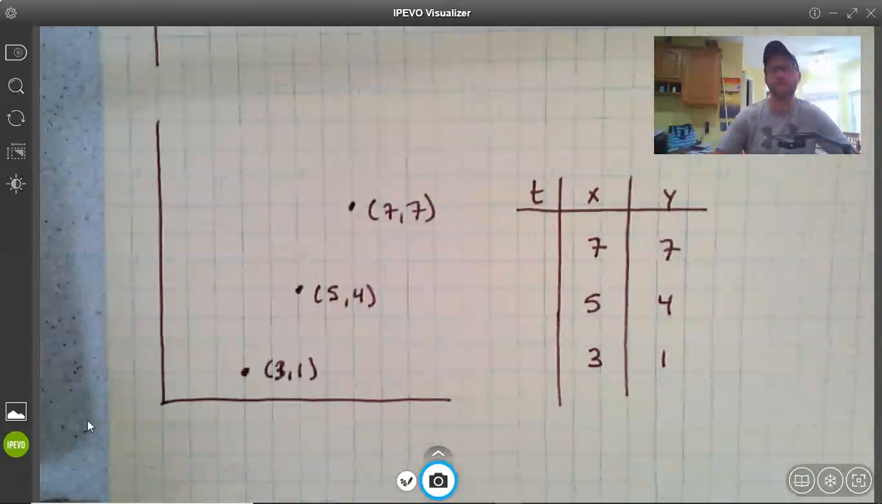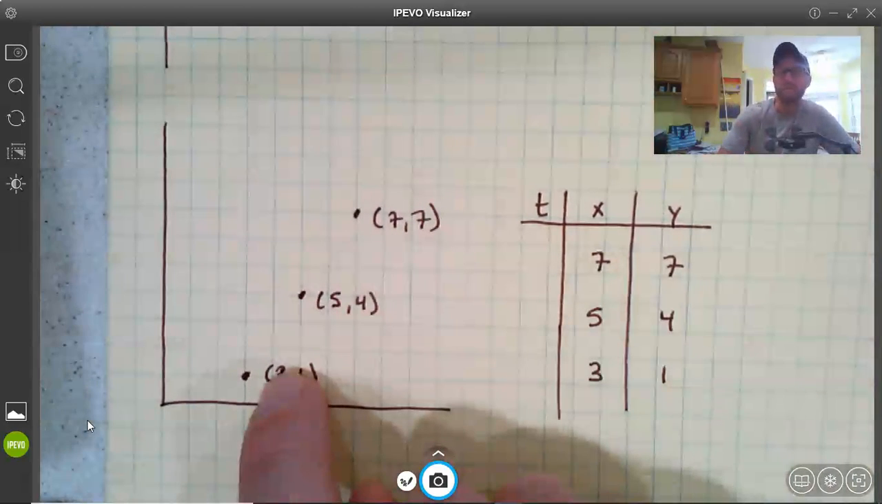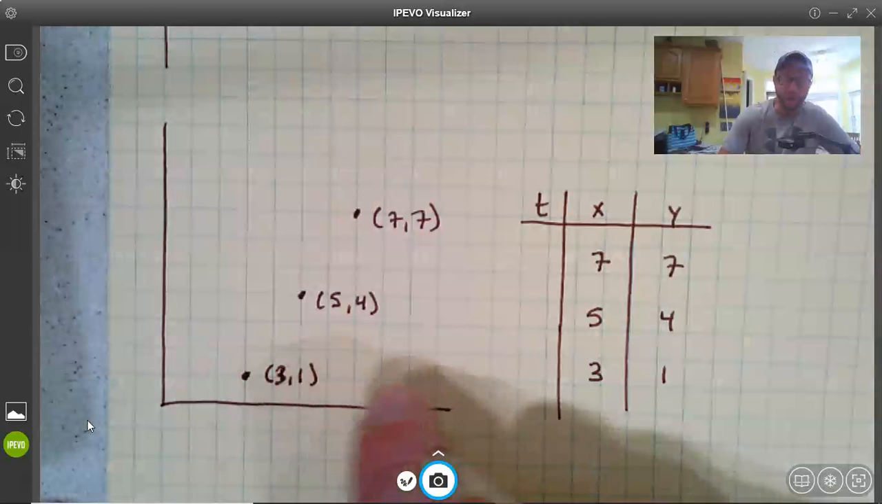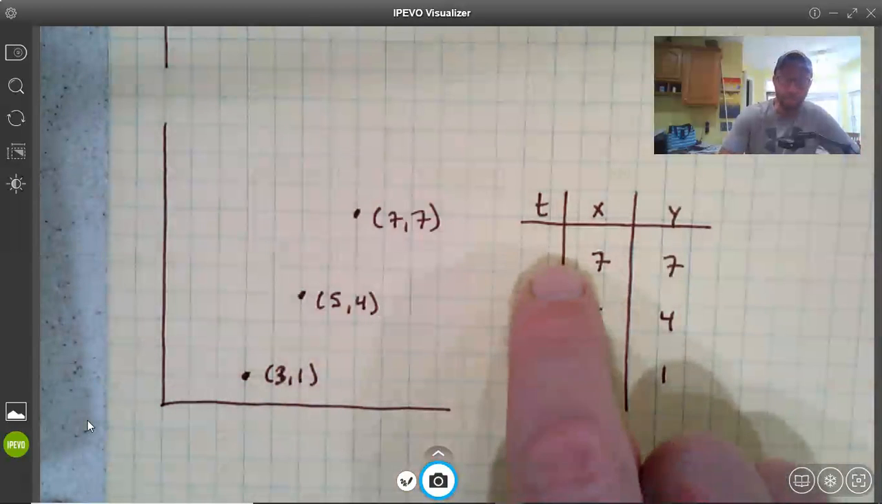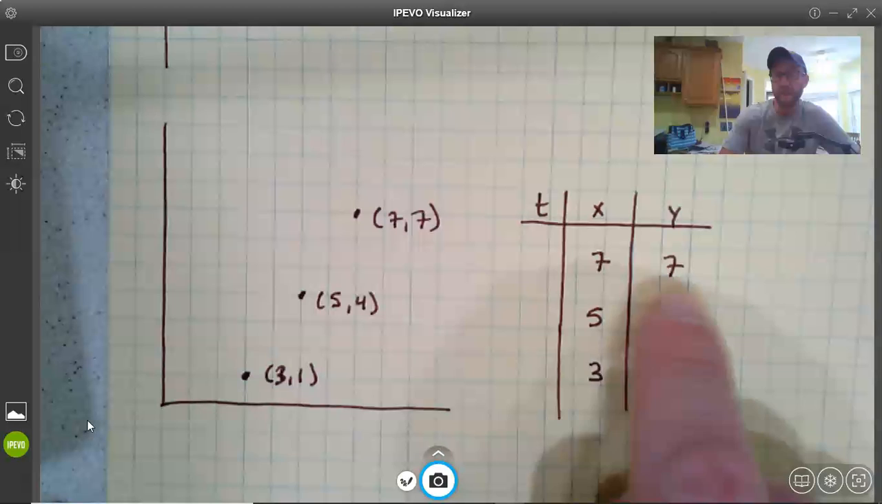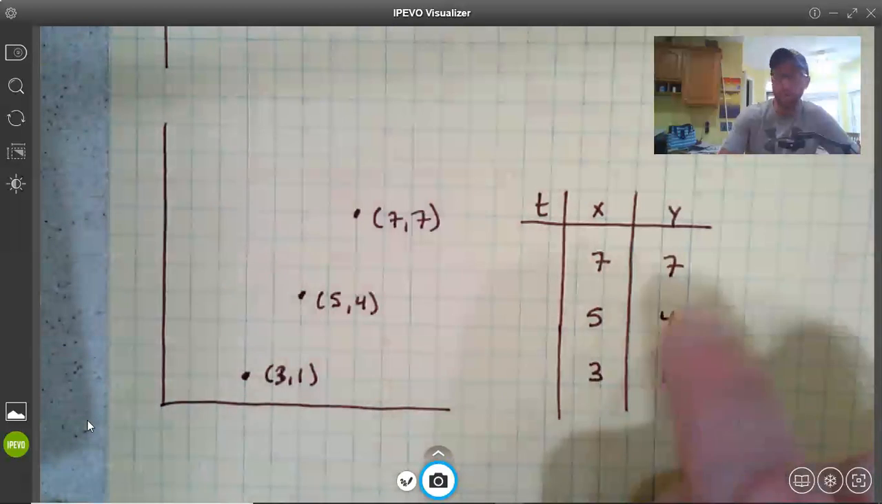So here, we're doing something similar, but maybe a little bit backwards. I've got x and y coordinates for 3 points, and I'm trying to come up with some sort of rule where I can input a variable t into all of these and get these outputs.